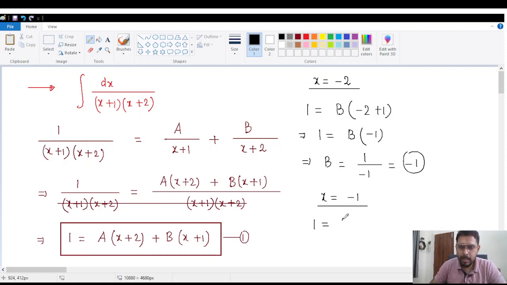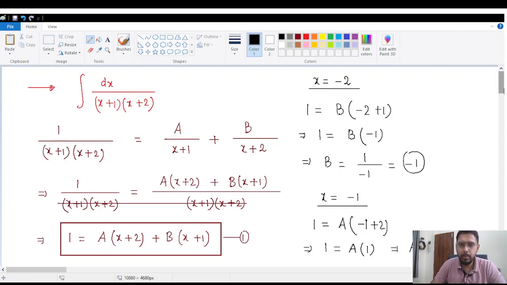On the contrary, here it will be a times of negative 1 plus 2, and this part is gone. Why? Because it will be negative 1 plus 1, which means this bracket is 0. B times 0 is 0. So we will be just left with a times of negative 1 plus 2, which means that 1 equals a times 1, which means that a will be equal to 1. So this is the value of a. So we have got the values of the constants a and b.